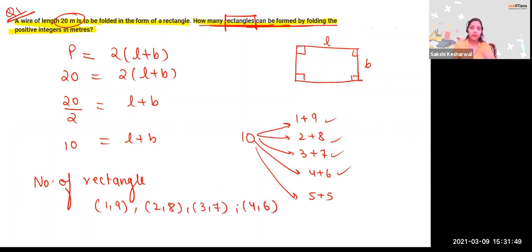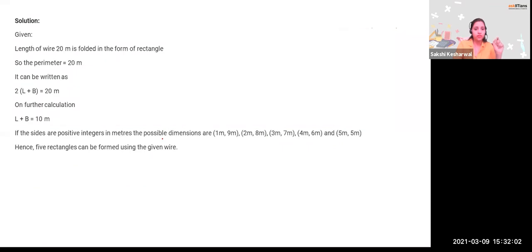But if you add 5 plus 5, that is going to be a square. But we say that all squares are also rectangles, or not? In short, depending on what it is asking, the answer should be 4, not 5, right? So let's see what is written in the solution. They have taken 5 and 5 also, right? They say that 5 rectangles are formed. But 5 and 5 is going to make a square.